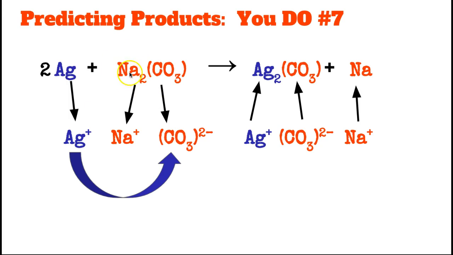We have 2 sodiums here. We need to make sure we have 2 sodiums on this side, so we're going to add a 2 in front of sodium, and we should be all balanced. 2 silvers, 2 silvers, 2 sodiums, 2 sodiums, 1 carbonate, 1 carbonate. So it's completely balanced. Now let's try number 8.